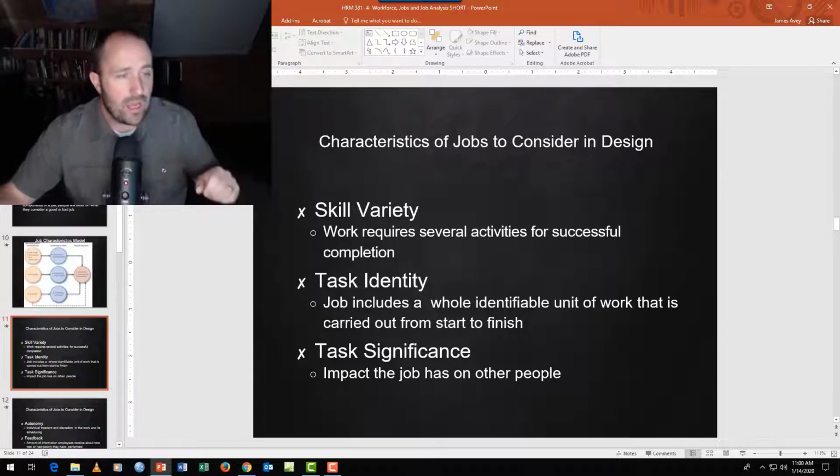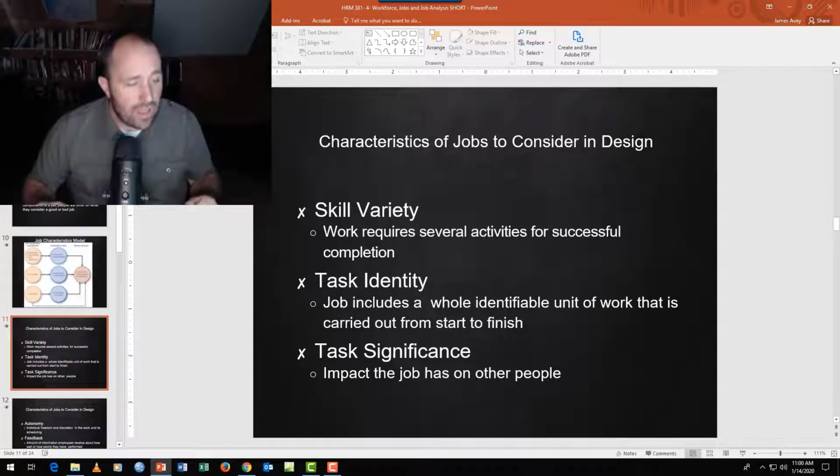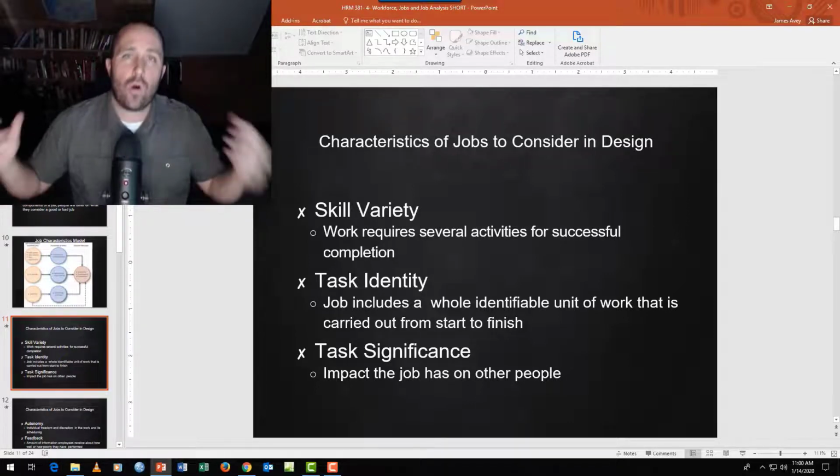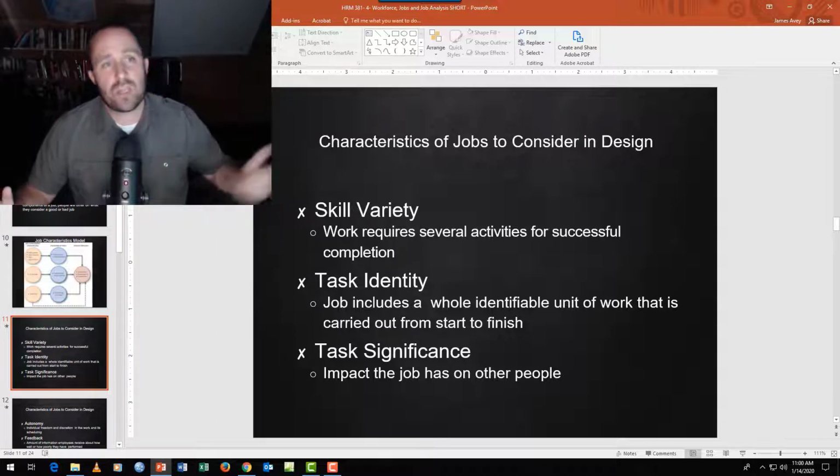Task identity. Do you get to do the whole thing? Were you like one of the first couple of engineers who built the vehicle? It was two guys that built the first car. They did everything. Now, of course, we have assembly lines. But when you get to do the whole thing, you feel like it's much more meaningful.